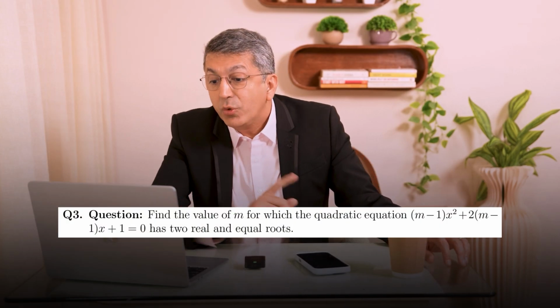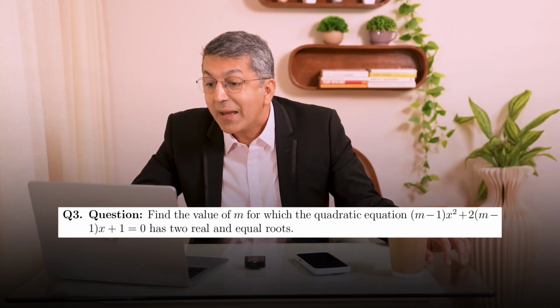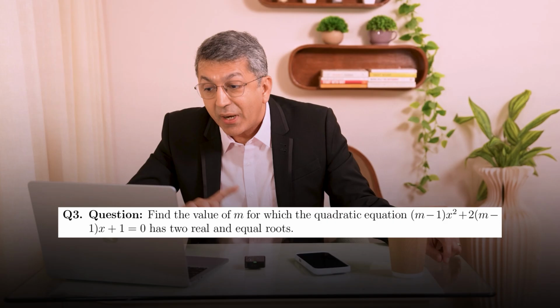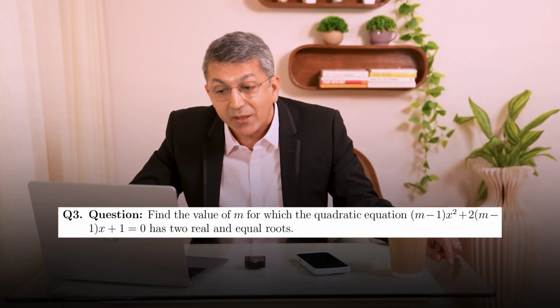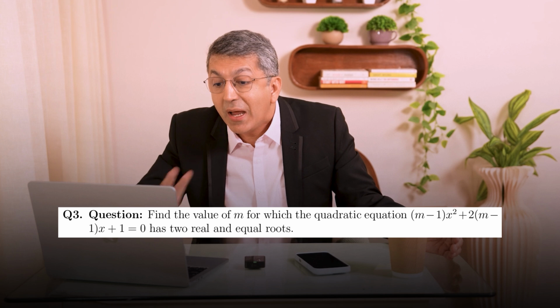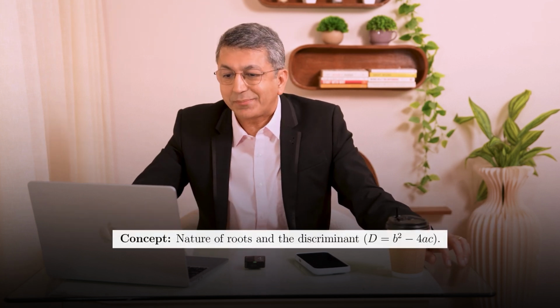Now let's come to question 3. Find the value of m for which the quadratic equation (m minus 1) x squared plus 2 (m minus 1) x plus 1 is equal to 0 has two real and equal roots. Now for the concept.